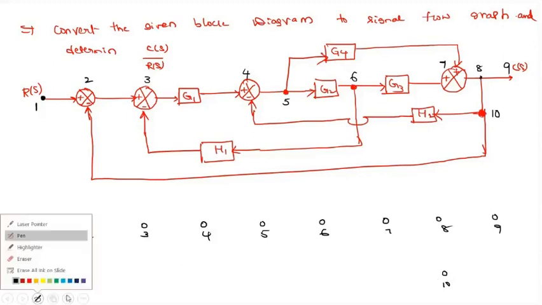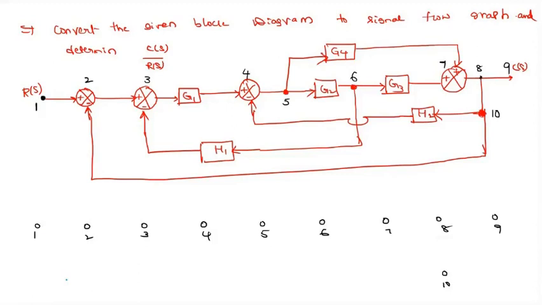After giving the numbering, first we need to write the direct path, the main path. Main path means you join node 1 to 9 directly. So you add the main path: 1 to 2, one arrow, 2 to 3, one more arrow, 3 to 4, 4 to 5, 5 to 6, 6 to 7, 7 to 8, 8 to 9. This is the main path.